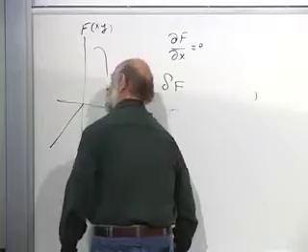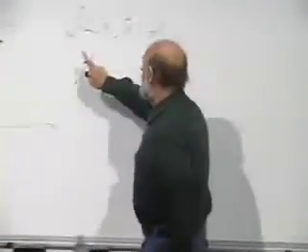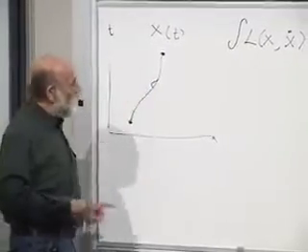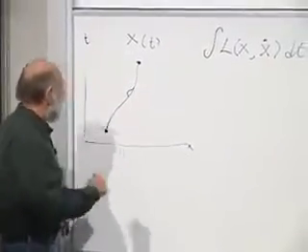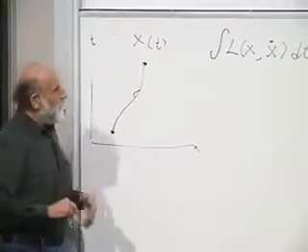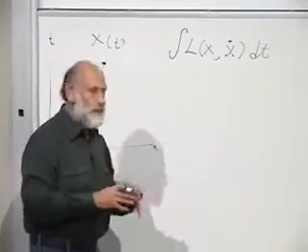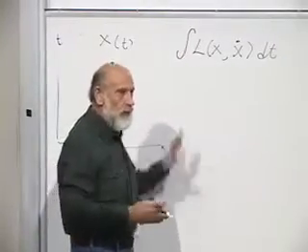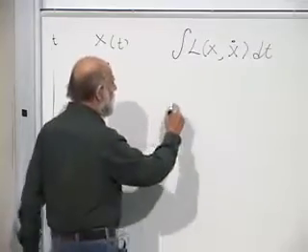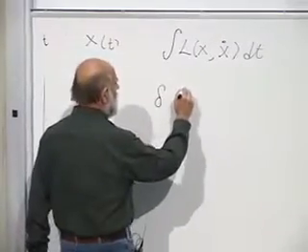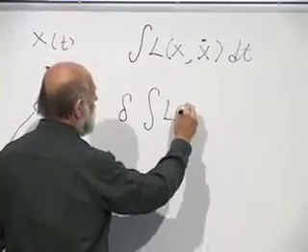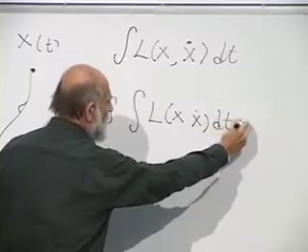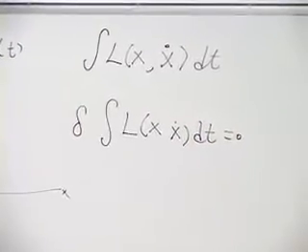So in the same manner, if we're looking for the minimum of the action, what we want to do is explore nearby trajectories. We think we have a solution. We want to explore nearby trajectories and require that the change in the action is 0 when we make a small change in trajectory. Let's just write that the variation of the integral of L of x and x dot dt is equal to 0 when we change the trajectory a little bit.